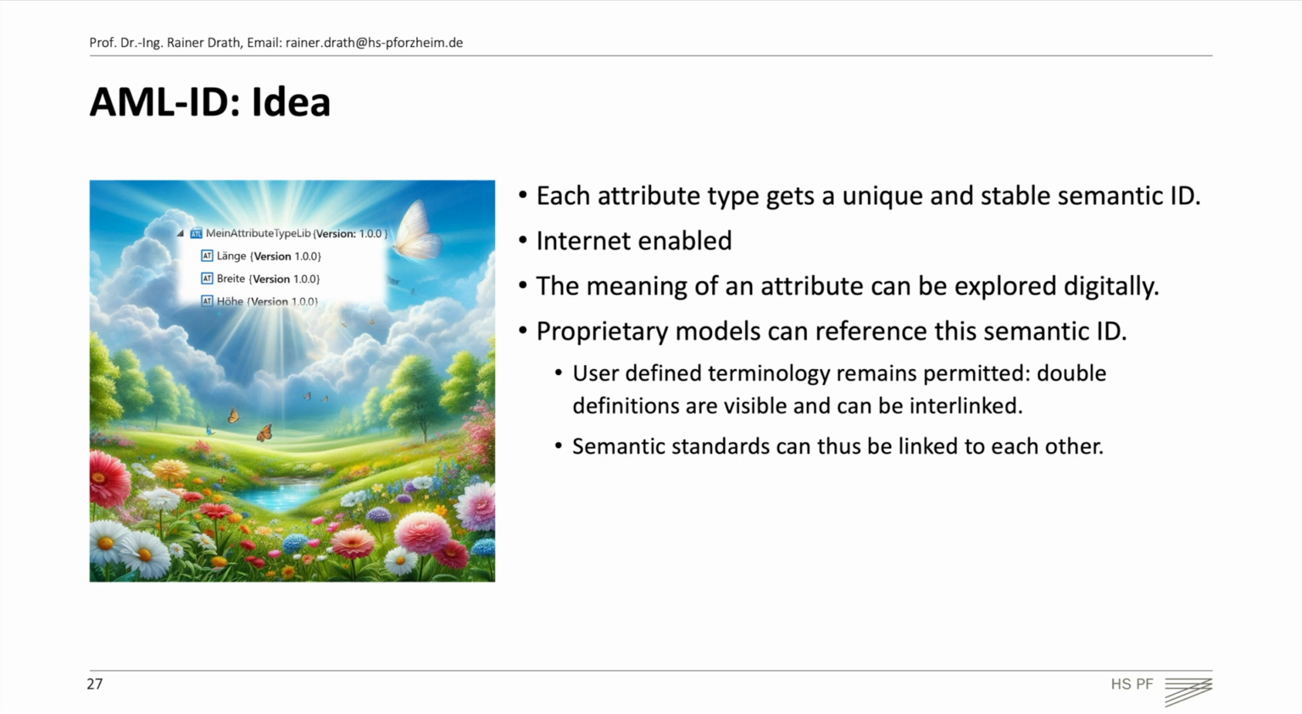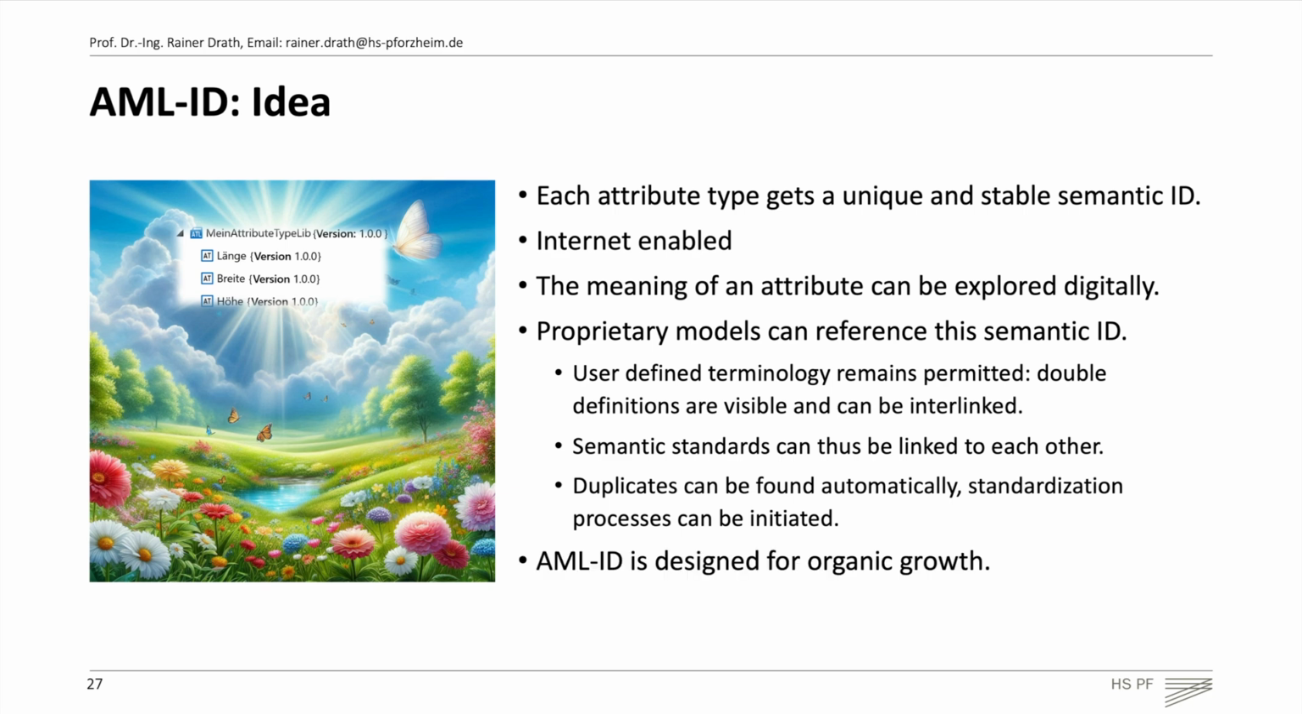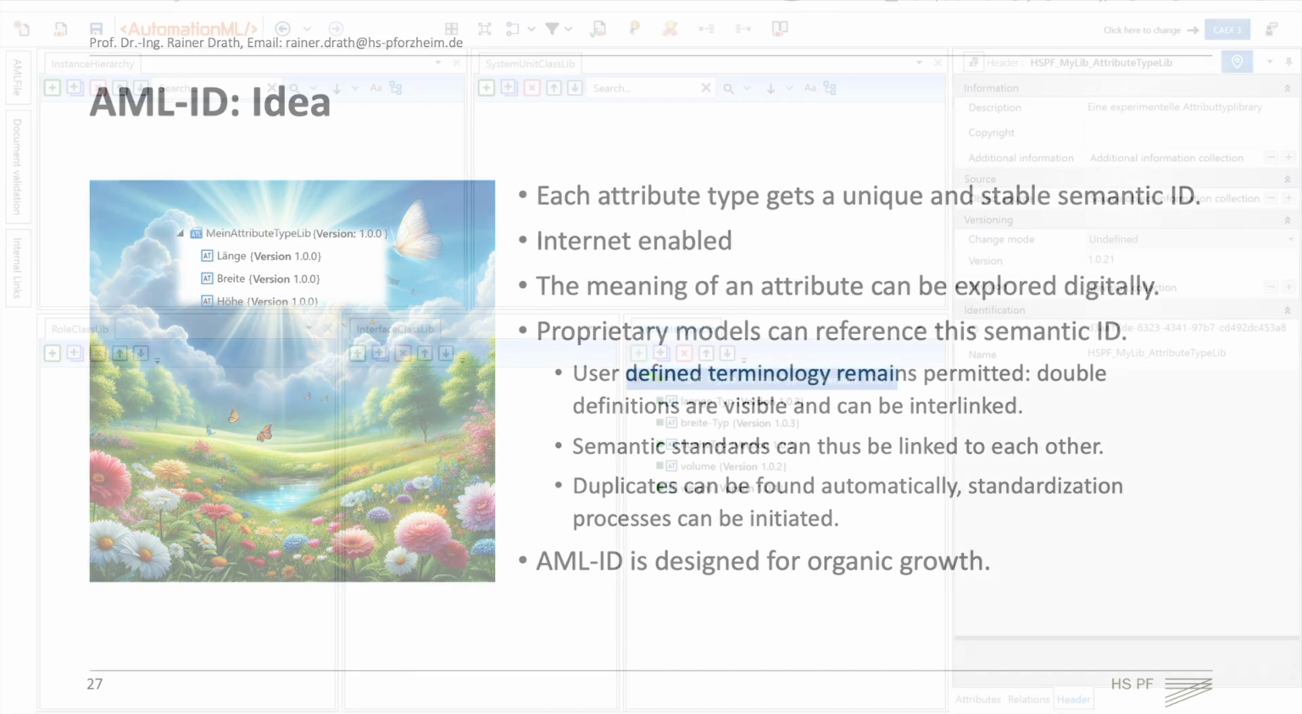This means that user-defined terminology remains permitted. We do not force participants to switch to a certain terminology. Double definitions are therefore visible and they are allowed, and they can be interlinked with one another. Duplicates are allowed and they can be found automatically. And wherever there is a business case, standardization can be initiated to resolve such duplicates. This means the AML ID concept is designed for evolution, for organic growth.